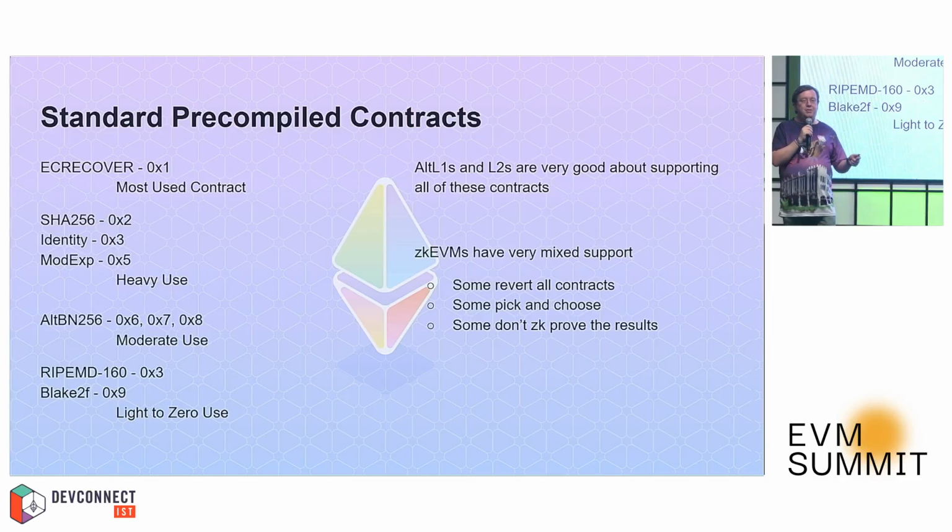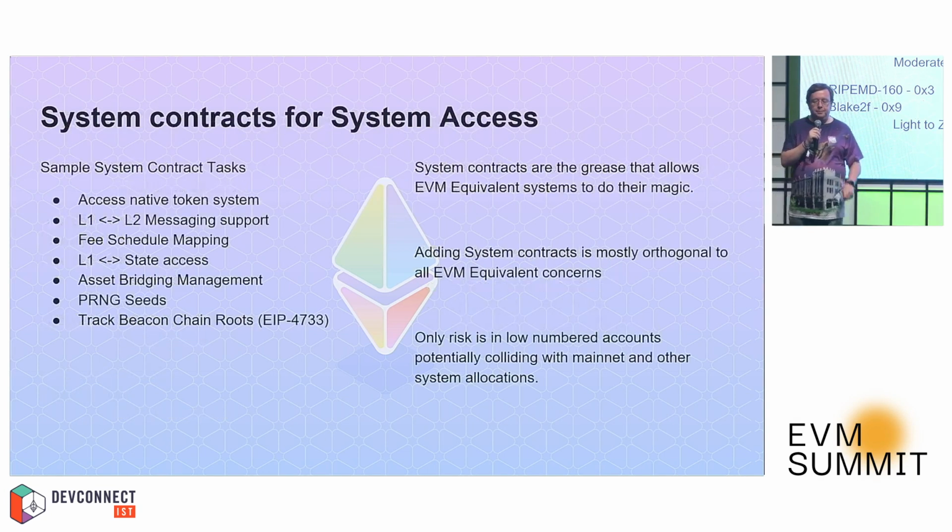So ZK EVMs have the hardest time with these precompiles because they are completely opposite to what ZKs need to do, and they're also a lot more expensive to do in ZKs. Some of these hashing algorithms are just incredibly difficult for them. And so they take a variety of approaches in solving these. Some of them don't support them. And another group will support them, but they won't put the data into the ZK validity proofs. We'll see how that approach works out.